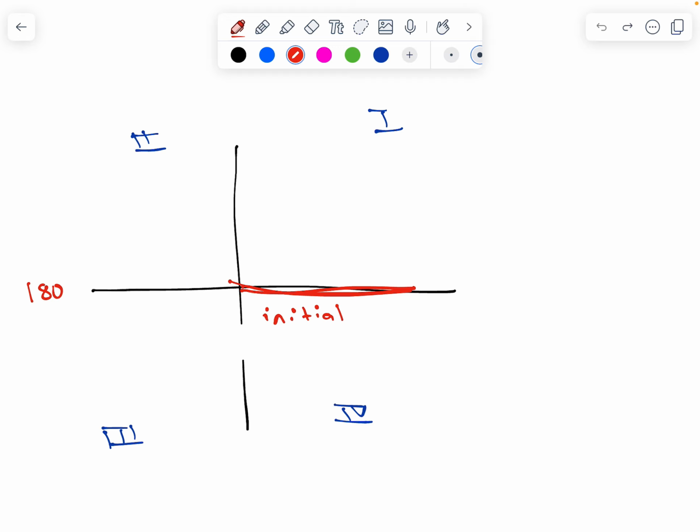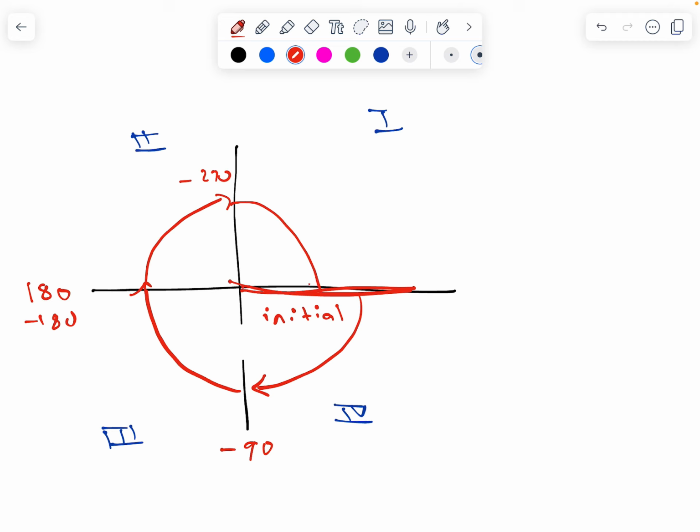Now, you also have negative rotation. If this direction is positive rotation, this direction is negative rotation. So where would negative 90 degrees be? Negative 90 degrees is right here. This is negative 90. And you keep on going. This is also negative 180. This is negative 270. And this is negative 360, which is the same thing as 0, which is the same thing as 360.